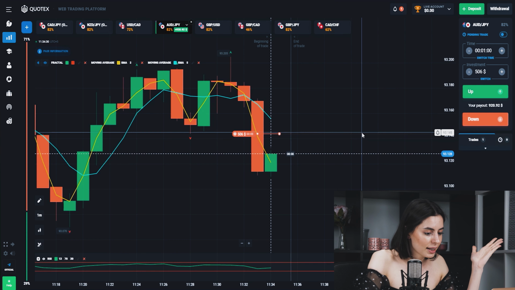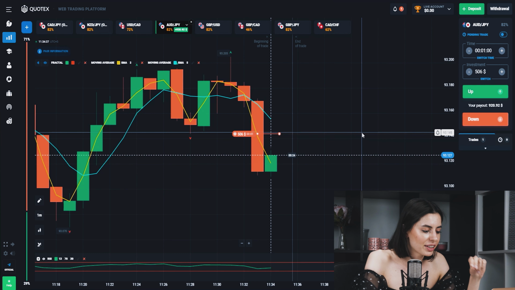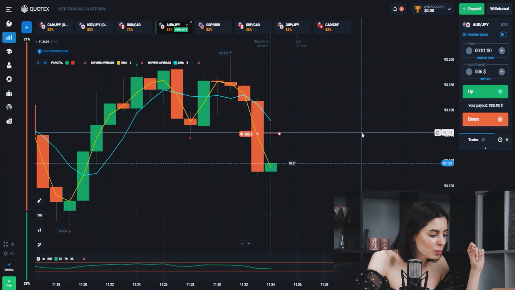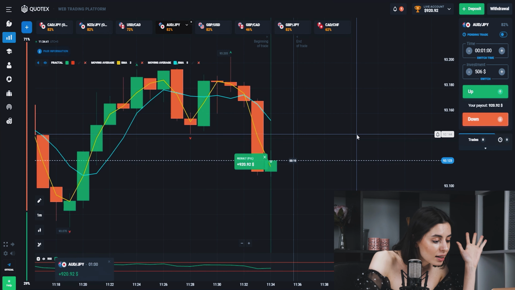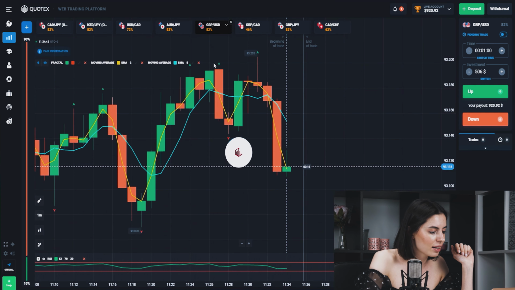And it is working perfectly simply with these two moving averages, especially on this period. I just insist it's supposed to be a 1 minute candle period, and our first profit is almost $1,000, and we are proceeding next.